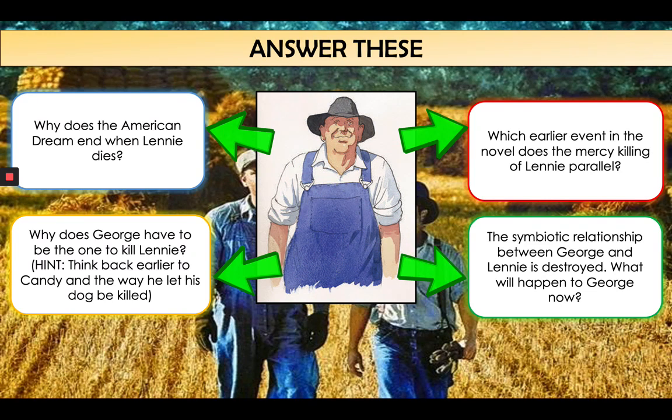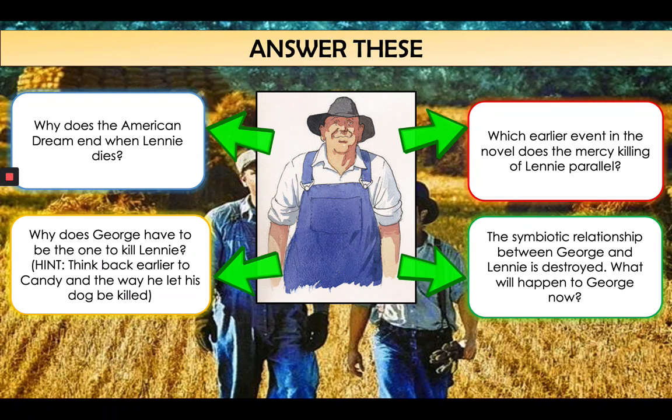So we've got Lenny in the middle there. Why does the American dream end when Lenny dies? Think about what Lenny represents and the dream that George and Lenny have had together. Why does that disappear when Lenny dies? You can jot down some ideas for that. If you want to pause at this point and then play the video again once you've got your ideas down, that'll probably be a good idea.